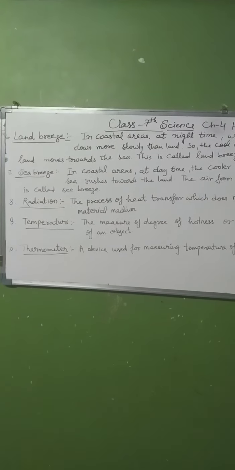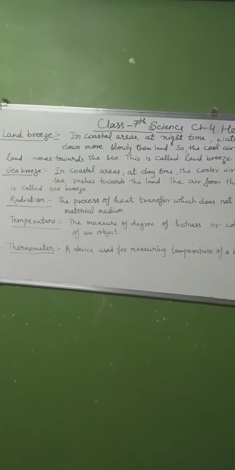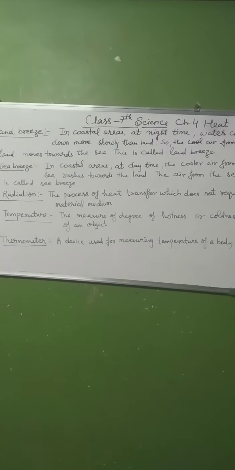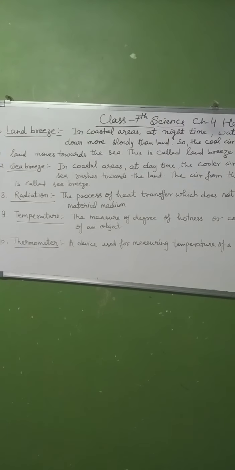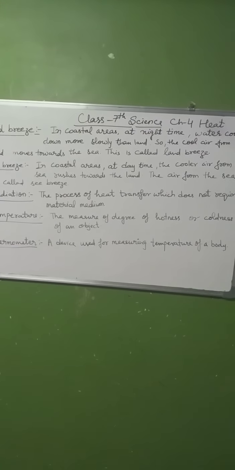Okay, so temperature is the measure of the degree of the hotness or coldness of an object, and degree Celsius and Fahrenheit are the units of temperature. Next is thermometer, a device used for measuring temperature of a body.